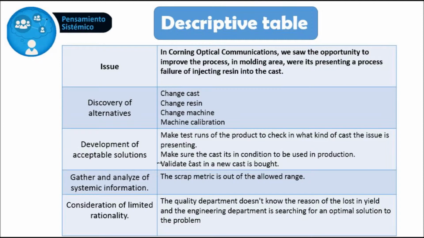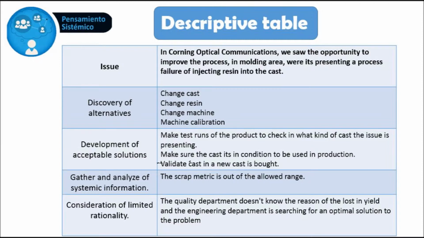Development of acceptable solutions. Make test runs of the product to check in what kind of cast the issue is presenting. Make sure the cast is in condition to be used in production. Validate the cast, and if the cast is validated, buy a new cast.